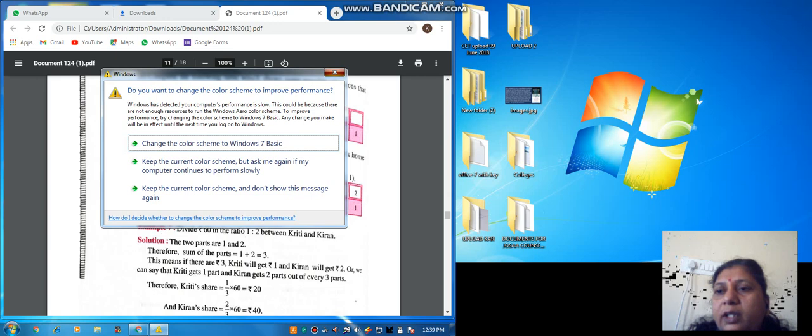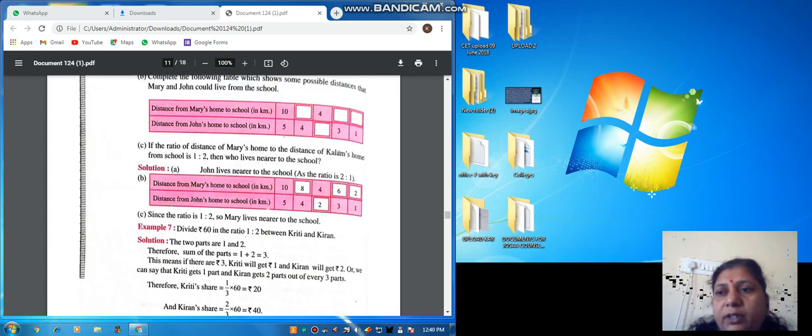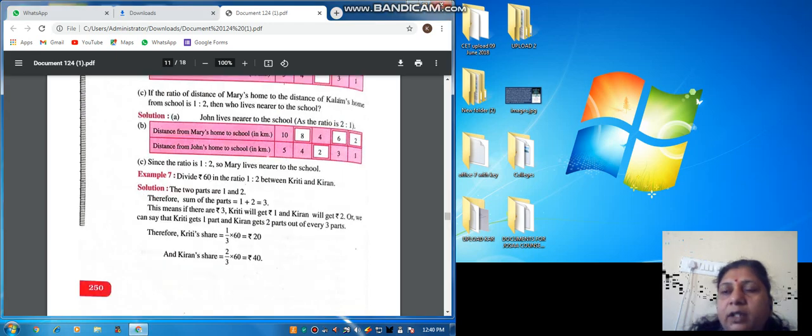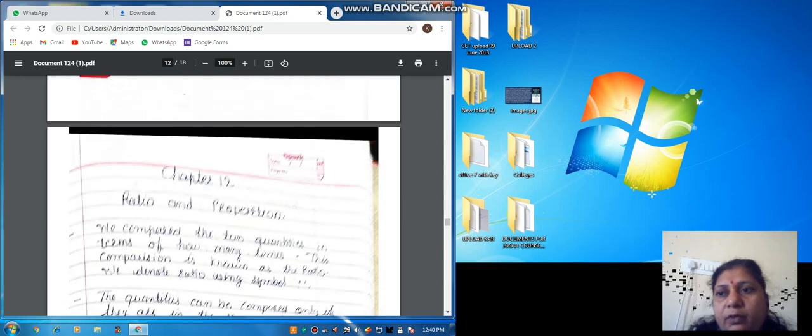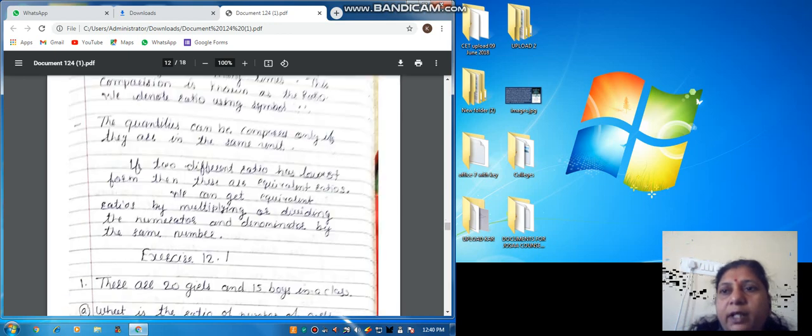Now here are 60 rupees. So how can we share? See here. Kirti's share is equal to 1 upon 3 multiplied by 60, we get 20 rupees, and Kiran's share is 2 upon 3 multiplied by 60, we get 40 rupees. Okay? Fine. So we will start exercise 12.1.